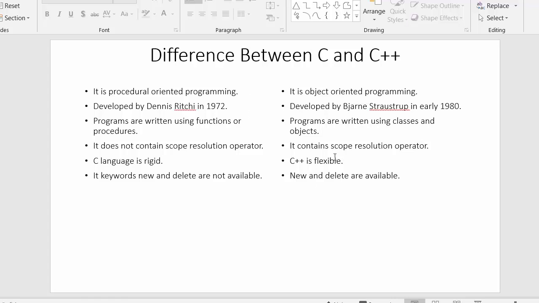There are many differences, but here I have mentioned only a few of them. So these are the differences between C language and C++ language. I hope you understood the differences between them, and that's all for this video.